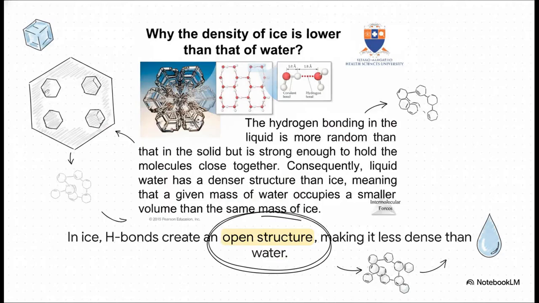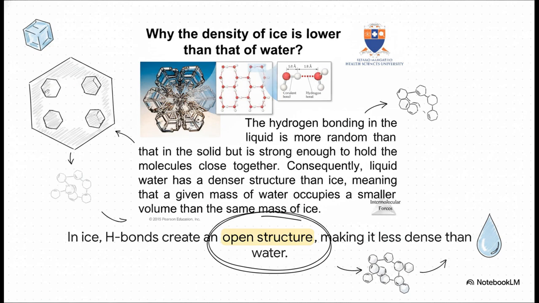And here is the beautiful answer. As water freezes, those powerful hydrogen bonds grab hold and lock the water molecules into this rigid crystal lattice. And look at that structure. It's an open hexagonal shape. And the key word there is open. See all that empty space in between the molecules?